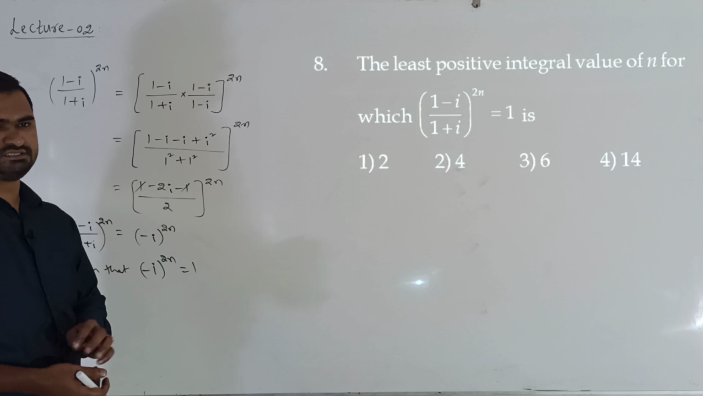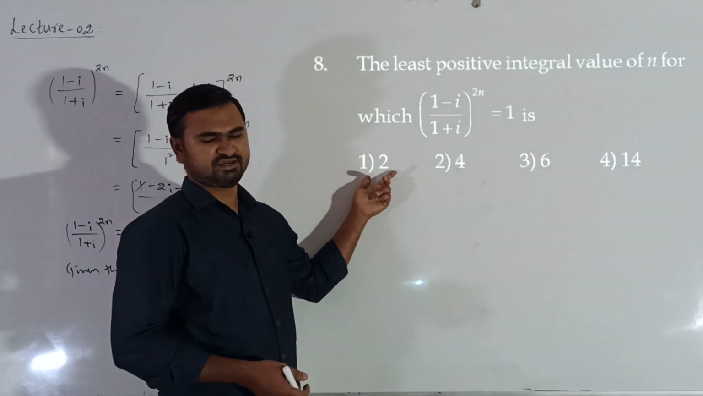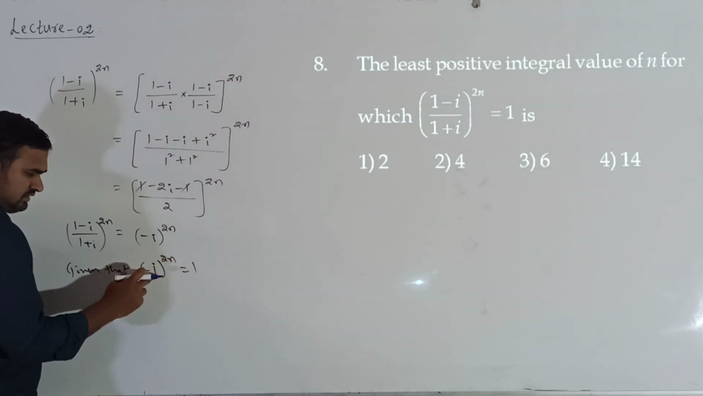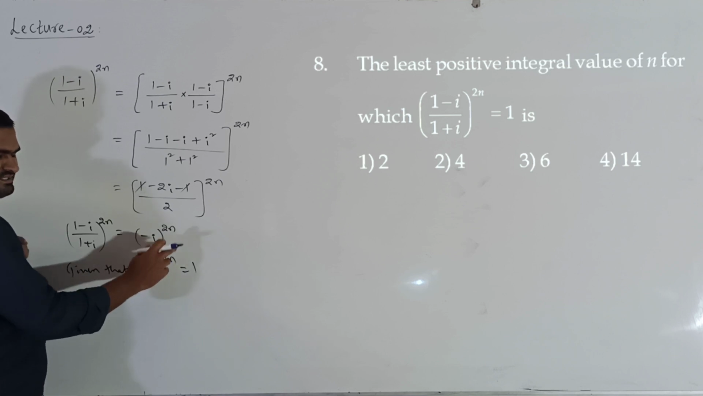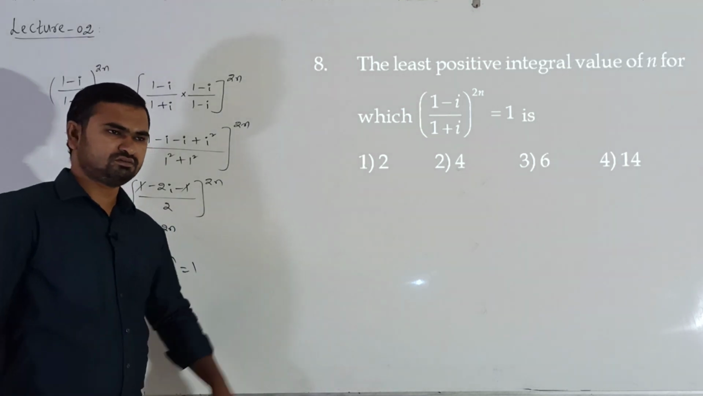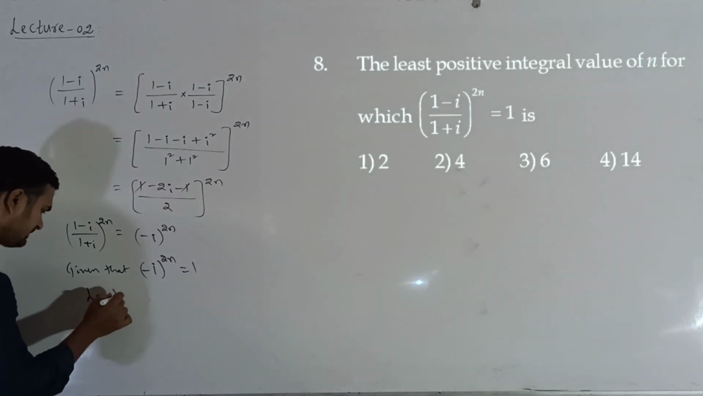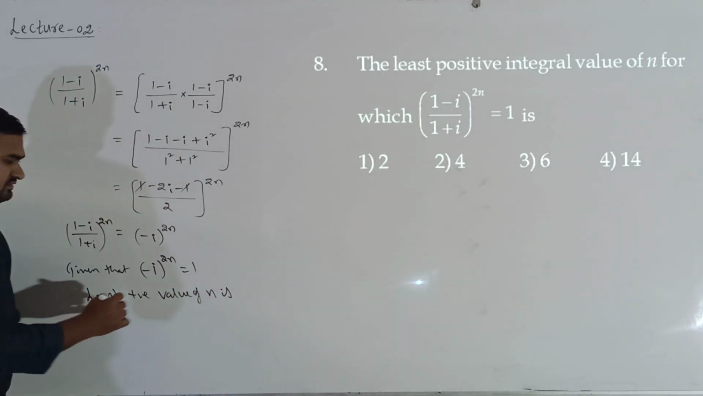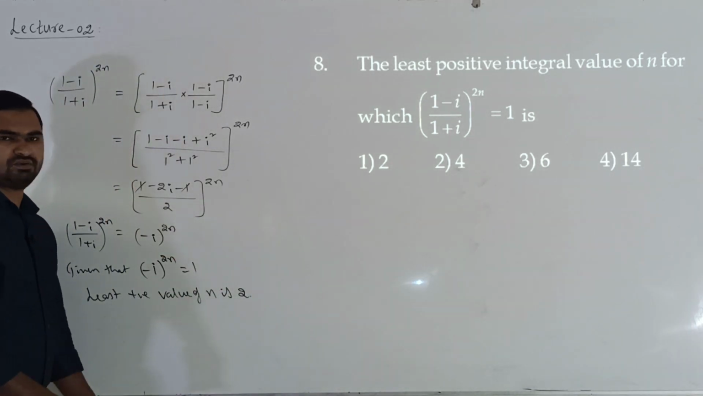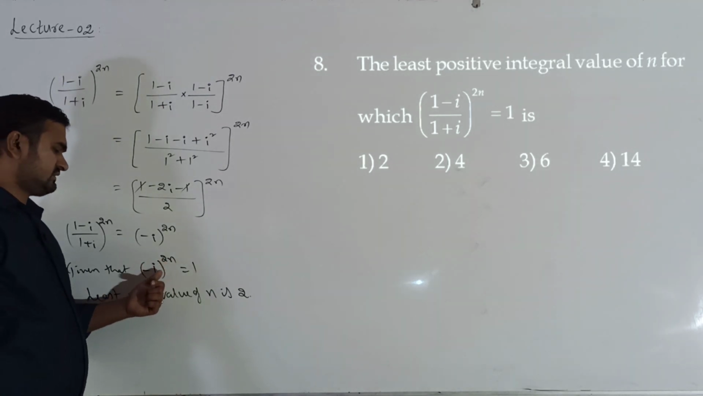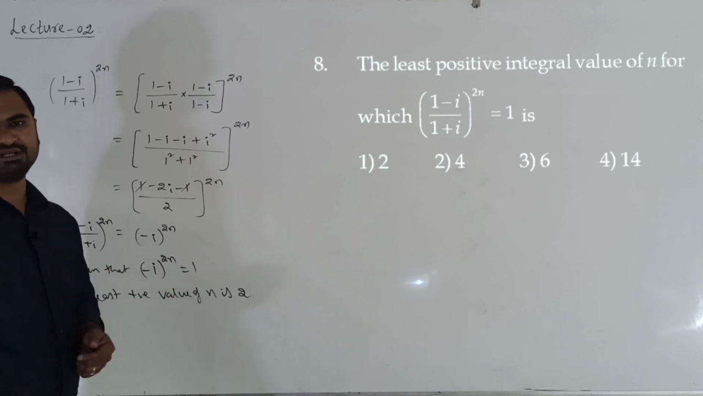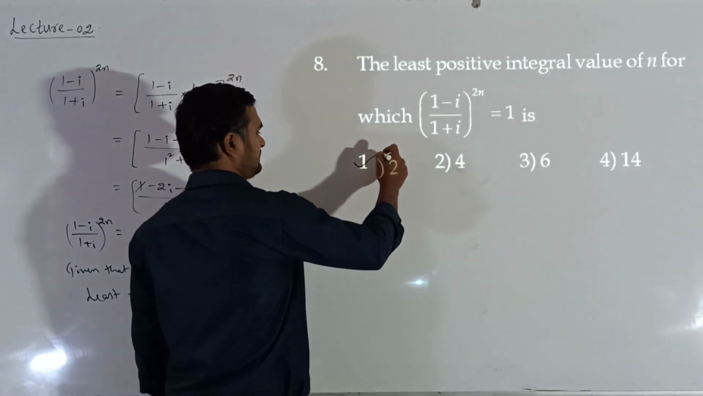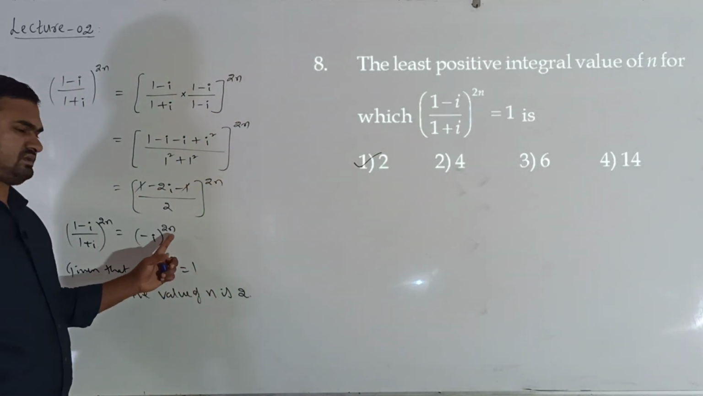Now you can see from the options. Out of these, first we check the least. n is 2. If n is 2, see whether that value is equal to 1 or not. If n is 2, minus i power 4. What is minus i power 4? i power 4 is equal to 1. Okay. So the least positive integral value of n is 2. Okay. If I take n as 4, see what we get, minus i power 8 is i power 8, that is also 1 only, but we need the least value. So the least value will be 2 here, and the power is 2n. Understand?